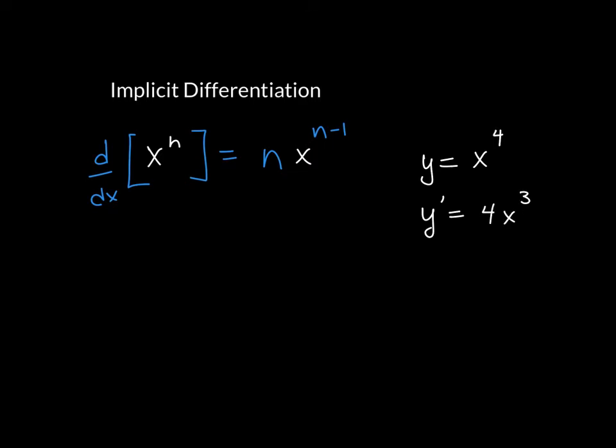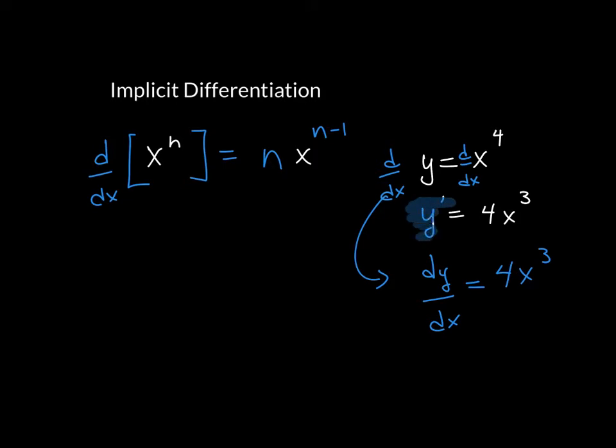The other notation that I use is I say I take d dx of both of those, and that will give me dy dx, the derivative of y with respect to x, is equal to 4x to the 3rd. So notice that y prime and dy dx are the same things.